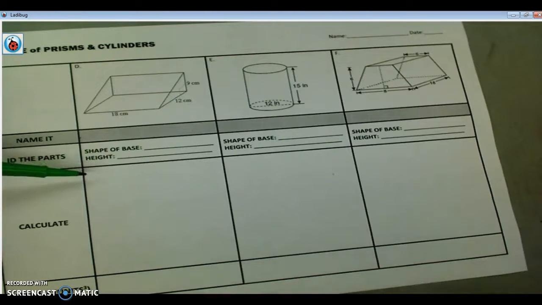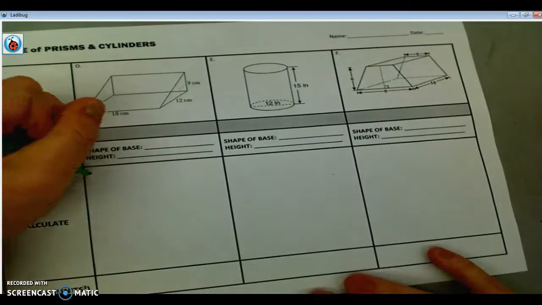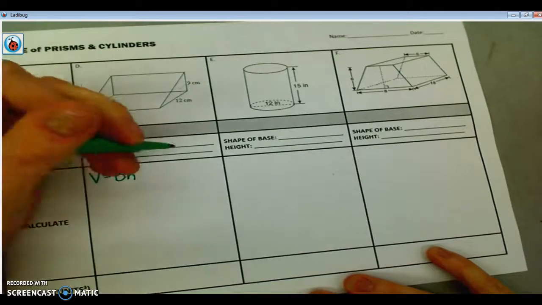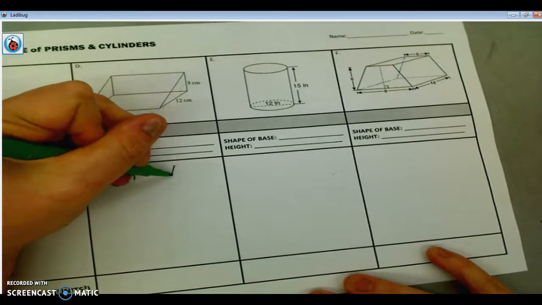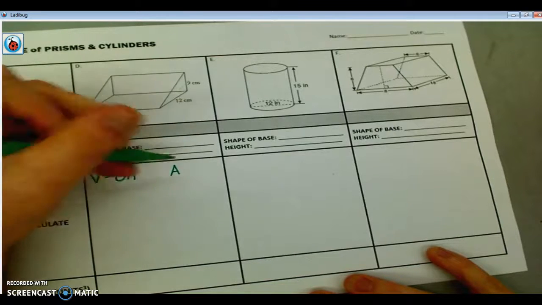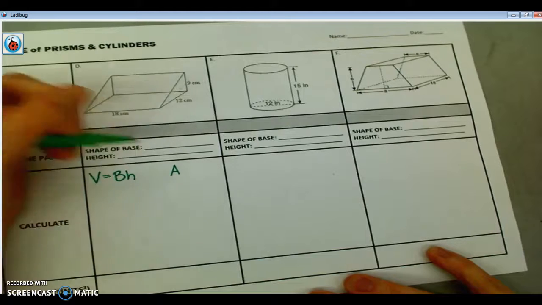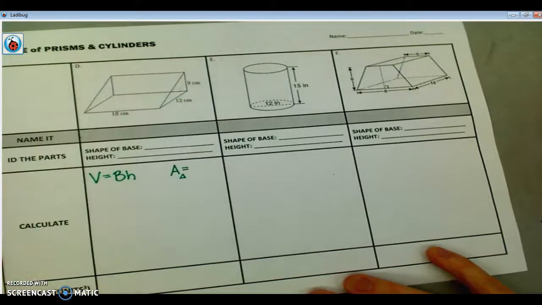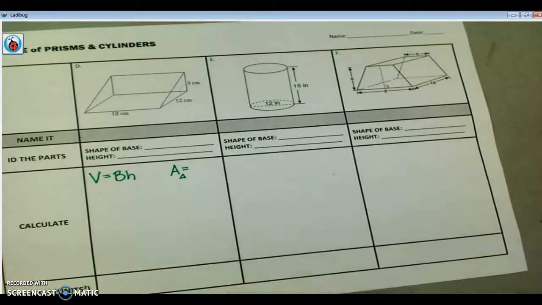Okay, and then remember that volume equals the area of your base times the height. So you need to make sure, well, what's my base? Because that's the formula I need. I need the area of that base. So in this case, again, this is an area of a triangle. You need to use your formula sheet to help you out with that. All right, so go ahead and pause the video, and when you're ready, you can check your answers.